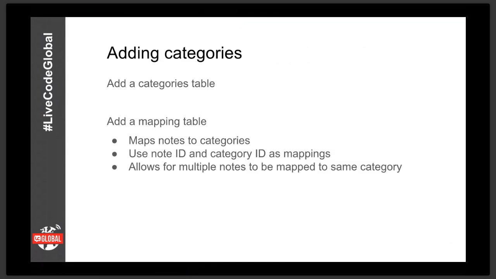So we might want a way to categorize our apps, similar to attachments. We might want to map a category to our note. Now what we'll do is something very similar to what we did with attachments, which is create a new categories table, but this time we'll also add a mapping table, which will map notes to categories. So I'll show you what that looks like here.